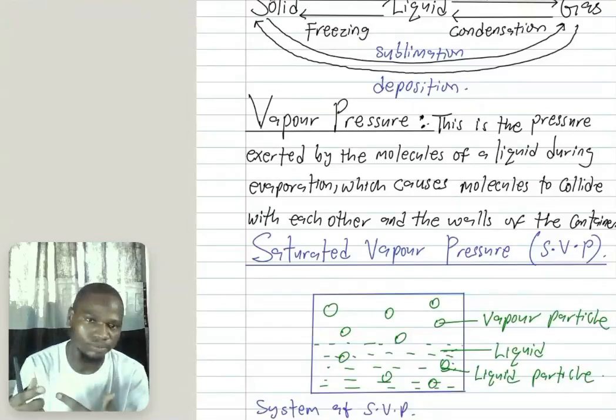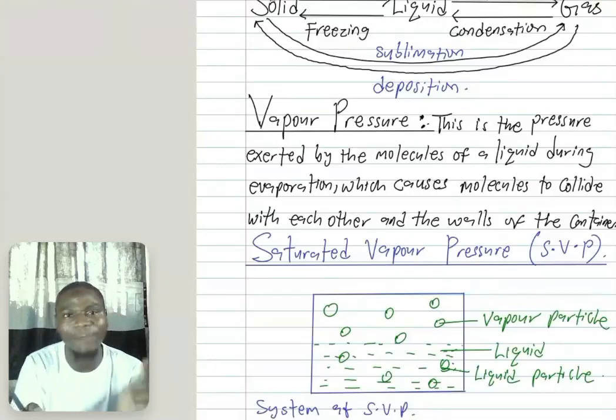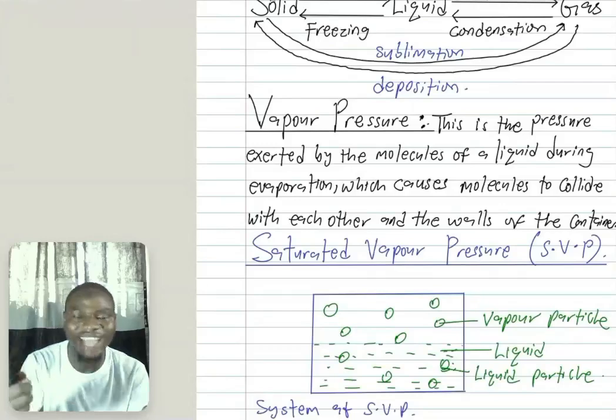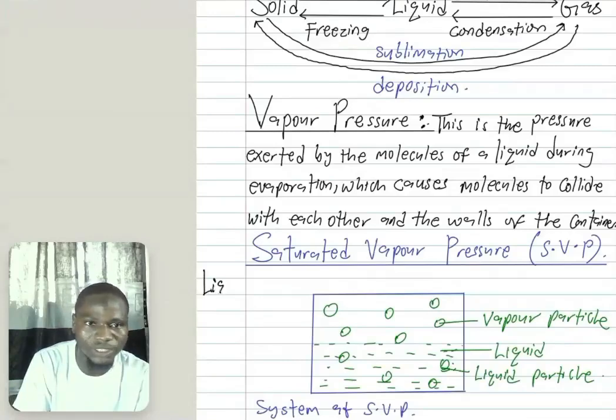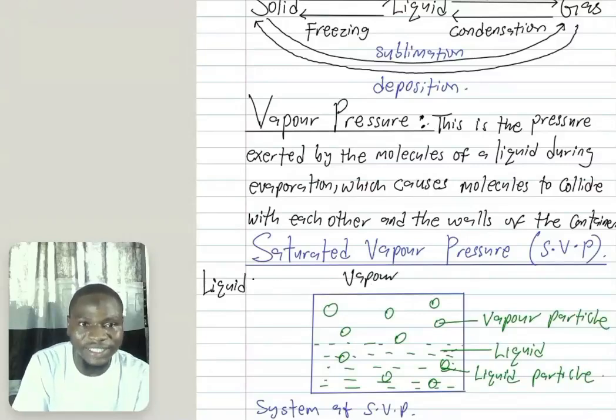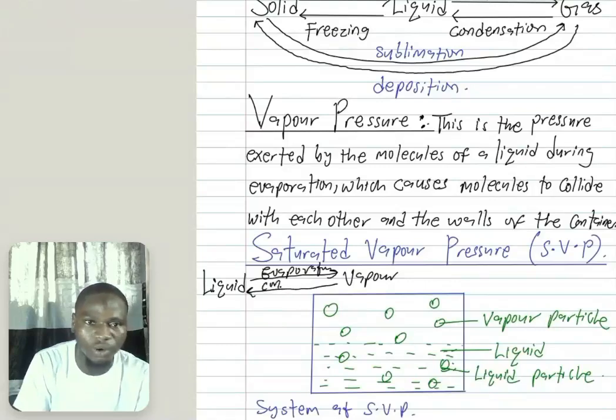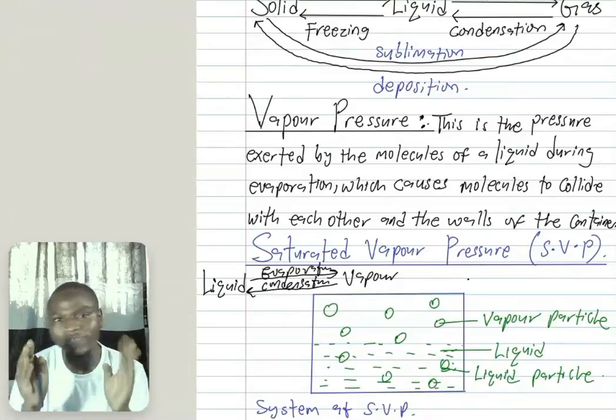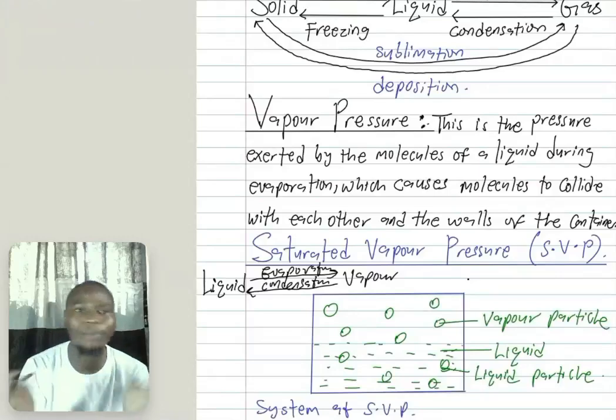Now, it will get to a point whereby the liquid and the vapor will exist in what we call dynamic equilibrium. That is, the rate at which evaporation occurs and the rate at which condensation occurs will be equal. If I have liquid particles and the vapor, the rate of evaporation and the rate of condensation will be equal. The point whereby they are equal is what we call the dynamic equilibrium between the liquid and the vapor.